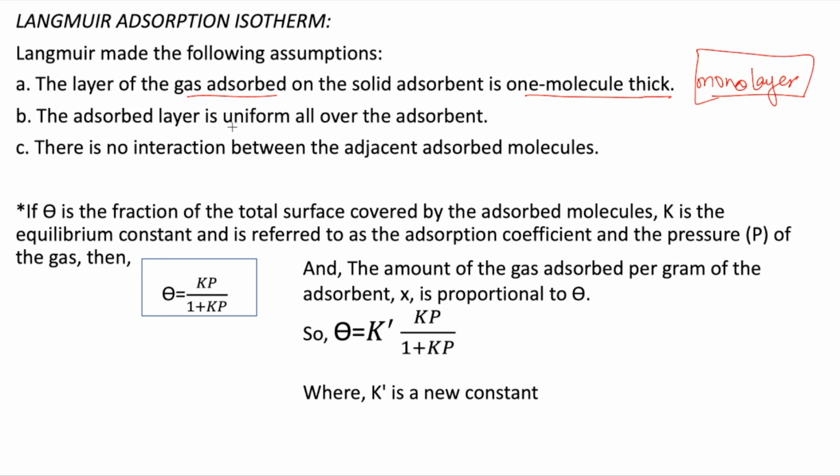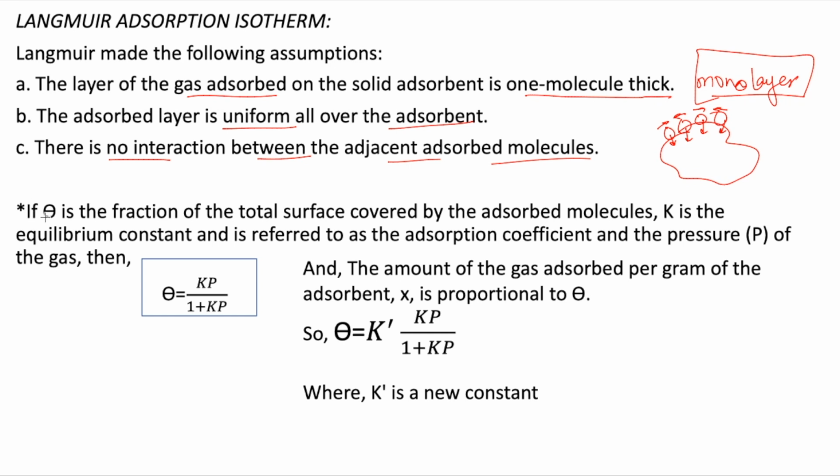Then the adsorbed layer is uniform all over the adsorbent. That is the second assumption. And the third assumption is that there is no interaction between adjacent adsorbed molecules. Means if this is the adsorbent and these are the adsorbed molecules, the molecules are not going to interact among themselves. Molecules can interact with the adsorbent, but they cannot interact among themselves.